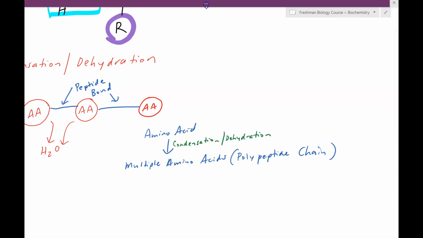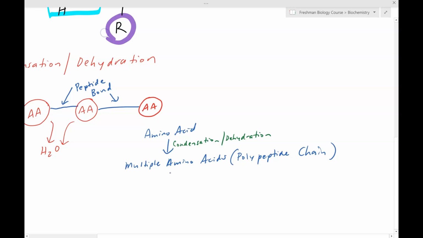Okay, and then from there we're going to have amino acids kind of folding over each other, forming proteins.